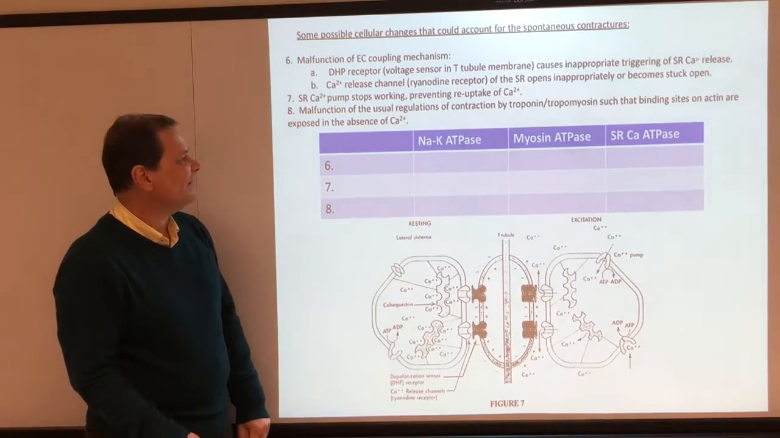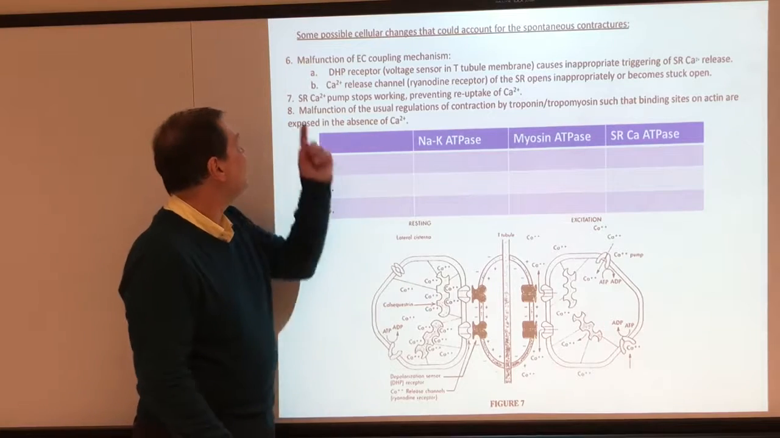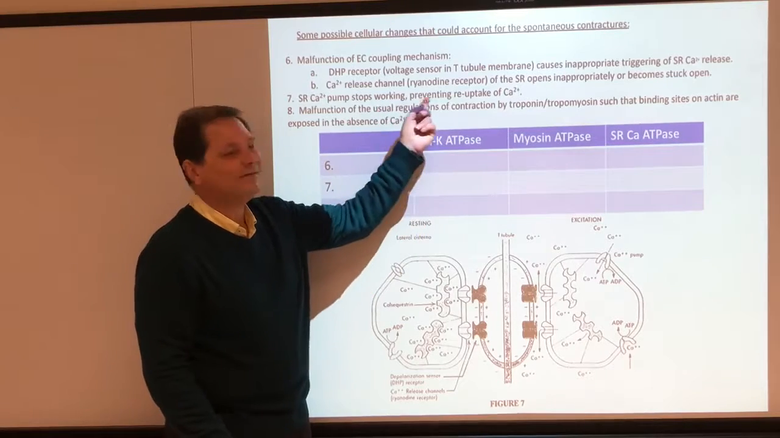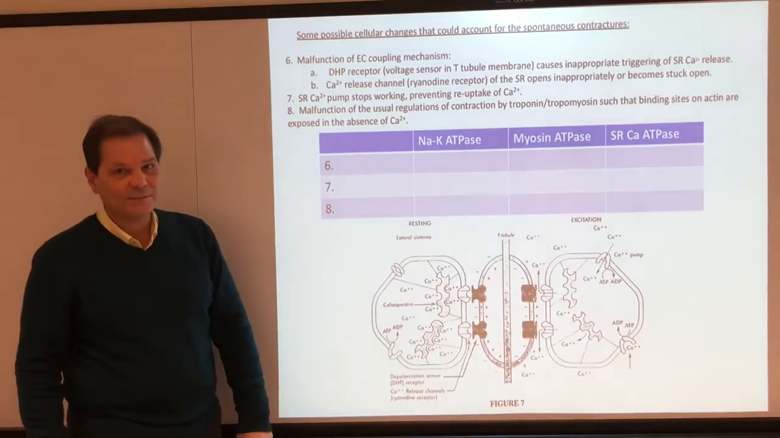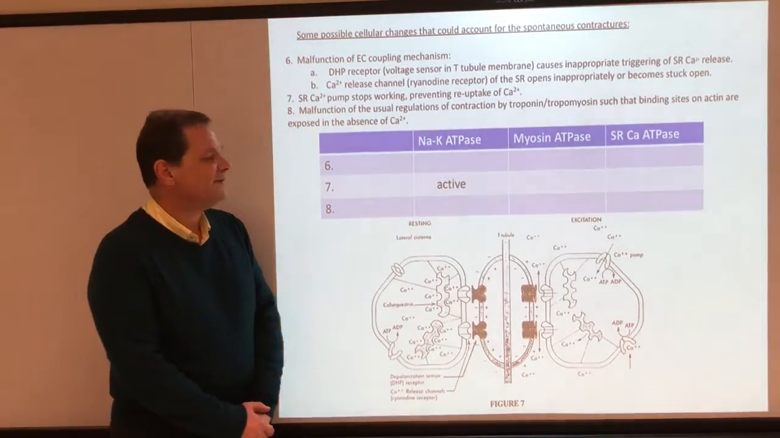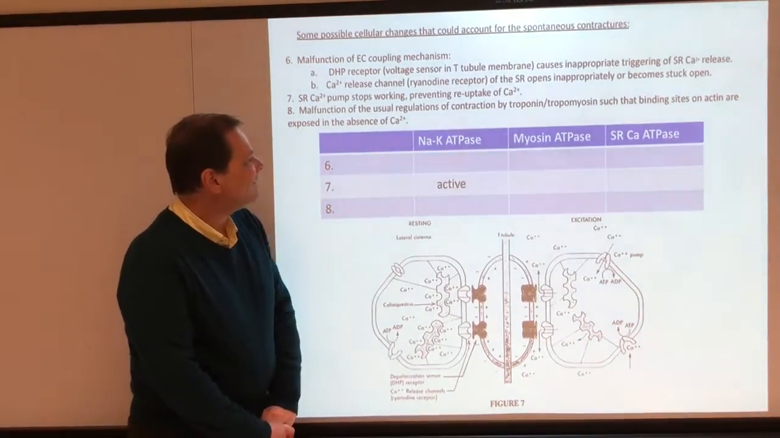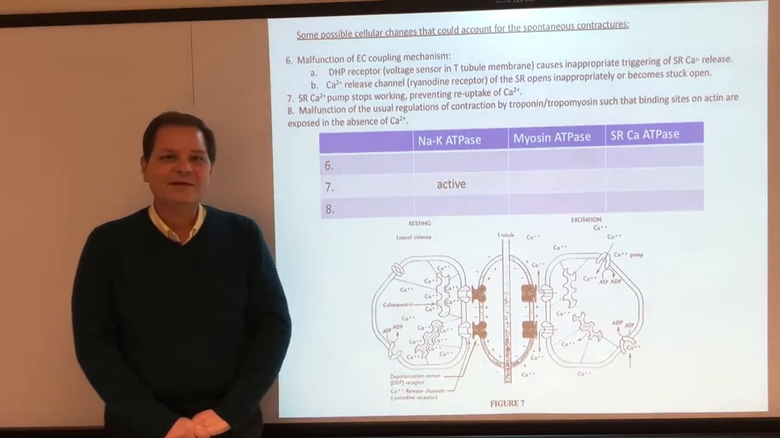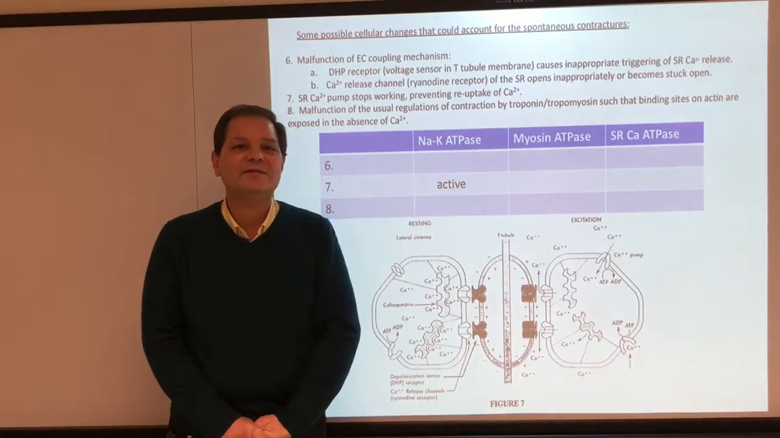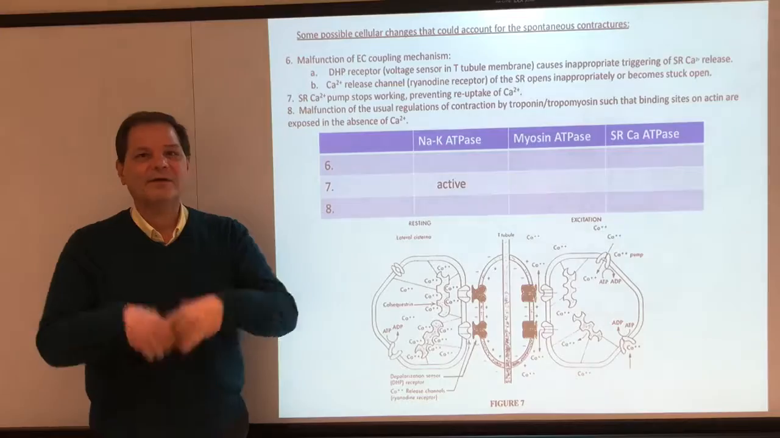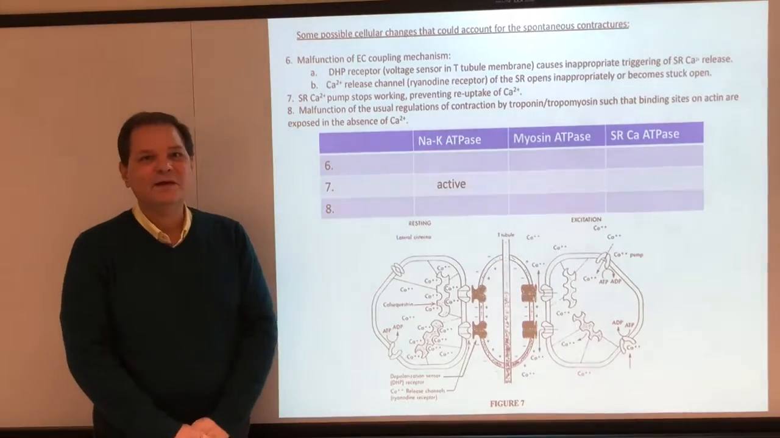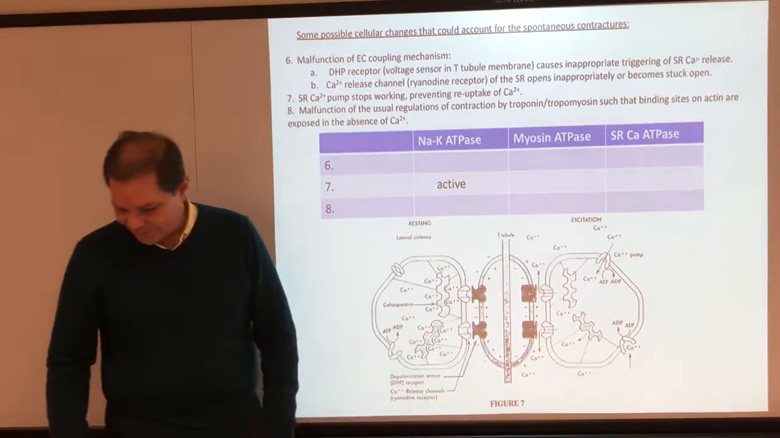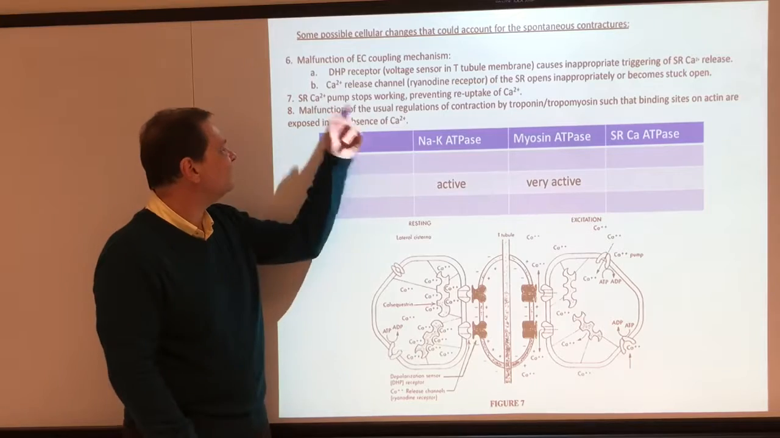So let's ask ourselves about the activity of each of these ATPases if 7 were the case. Well, the sodium potassium ATPase probably isn't going to be affected if the SR calcium pump stops working. So we can say that that's still active, all right? How about the myosin ATPase? Well, if we don't have an SR calcium pump and we're not taking calcium up into the SR, that means we have a high cytosolic calcium. And a high cytosolic calcium means we have lots of binding to troponin C, lots of muscular contraction going on, and lots of myosin ATPase activity. So this is probably very active in this case.